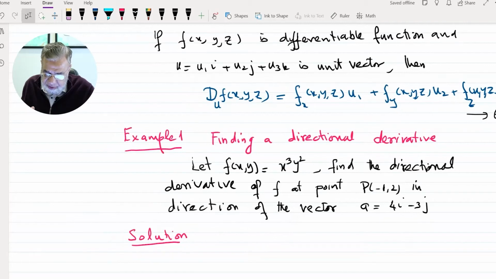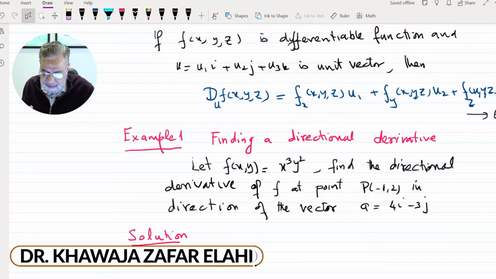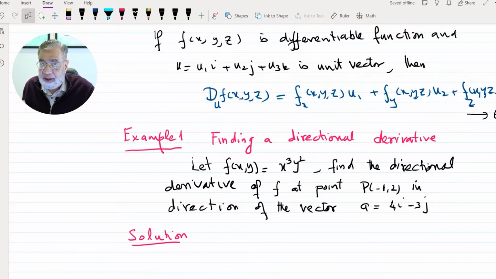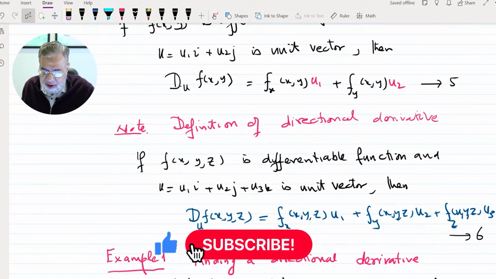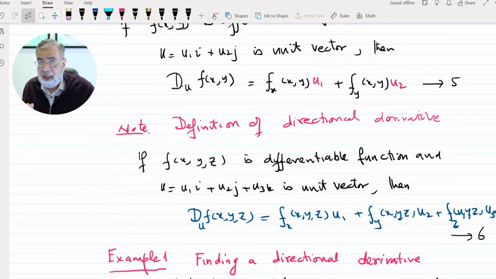In this example, we want to find the directional derivative of the function f(x,y) = x cubed y squared at the point (-1, 2), that's my x0, y0, in the direction of the vector a = 4i - 3j. I'm not given the unit vector. So to apply my formula 5, I need the partial derivatives of the function with respect to x and y at the point (-1, 2). I need the unit vector.